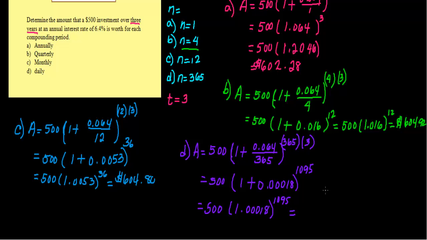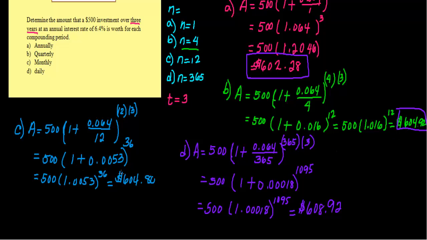And you will get a total of, times 500, $608.92. And there you have it. For letter A, when you compound annually from 500, you ended up with $602. Compounding quarterly, or 4 times a year, you will get a little bit more money. You'll get $2 more.